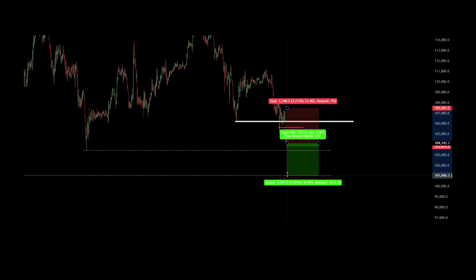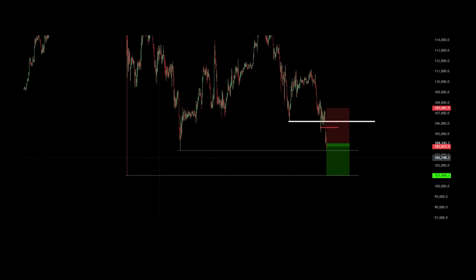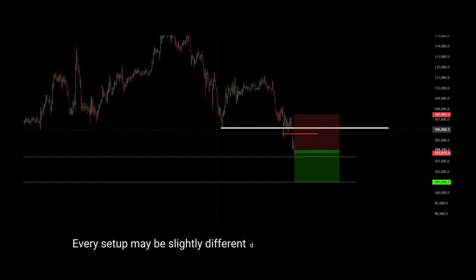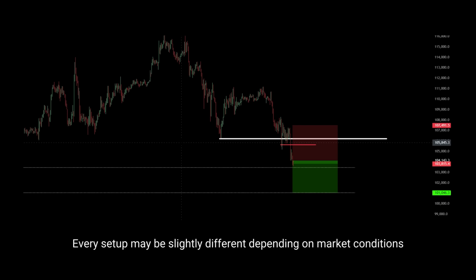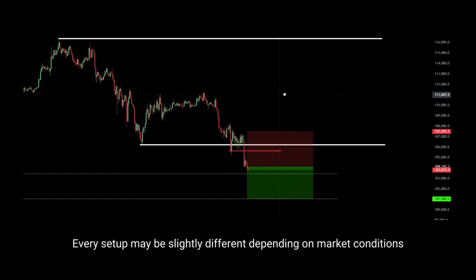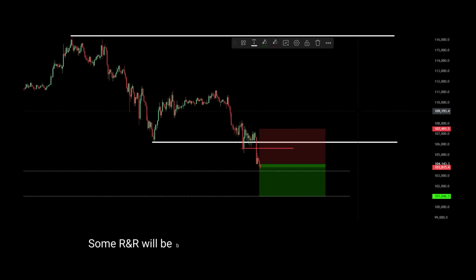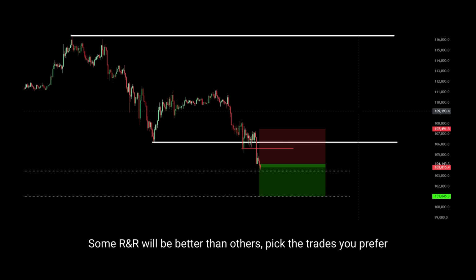In this current trade, these are 2 main targets because these are liquidity lows. Every setup you get into is going to be different depending on the market conditions of the previous price action. So you can see over here, this is our current setup. It's a one-to-one risk to reward. Sometimes it's going to be better than others, just depending on the setup that you're being presented with.